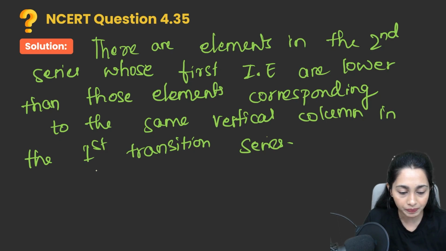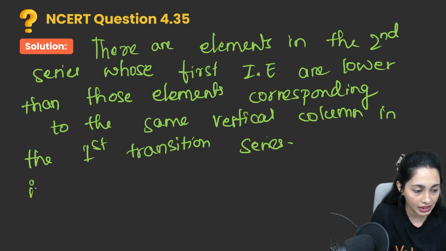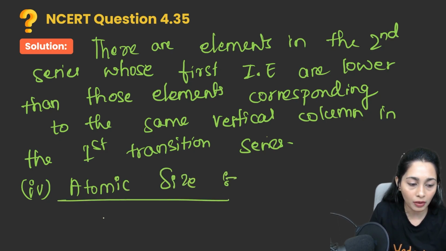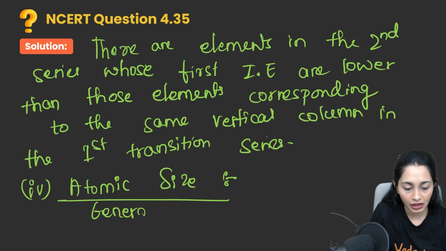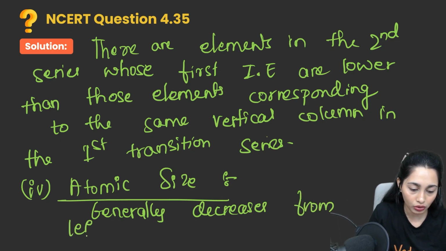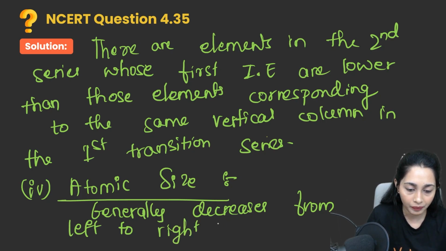Now finally, we have to compare with respect to the atomic size. When it comes to atomic sizes, what is the comparison between the first, second and the third transition series? Let's see. We'll write atomic size. So atomic size generally decreases from left to right across a period. This is the general trend.